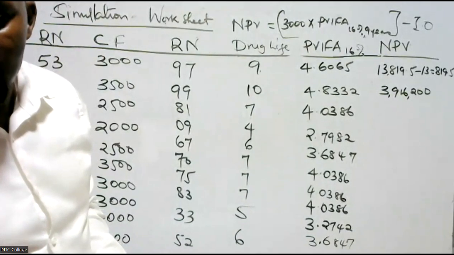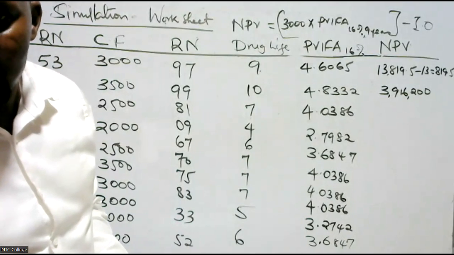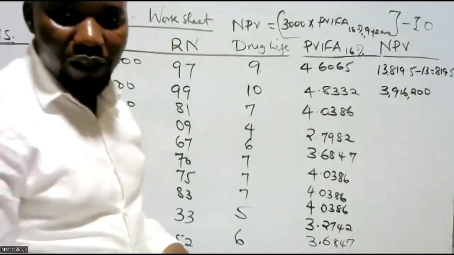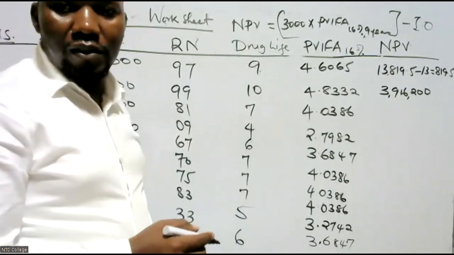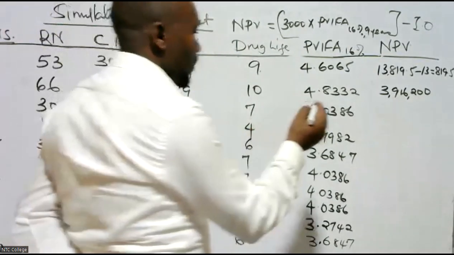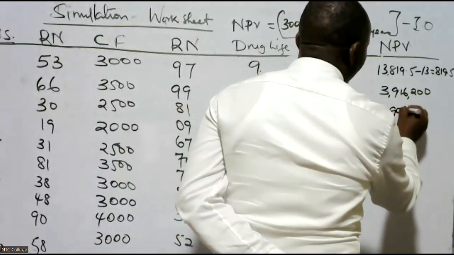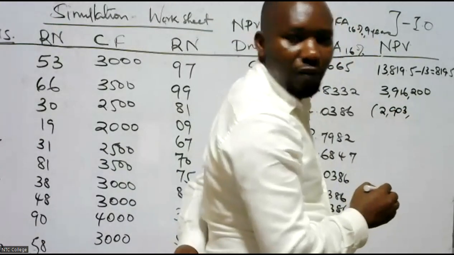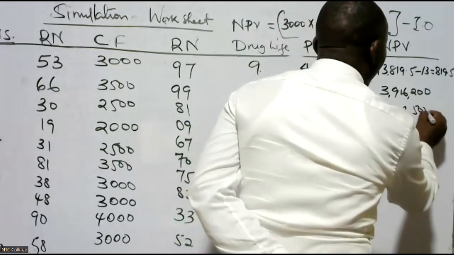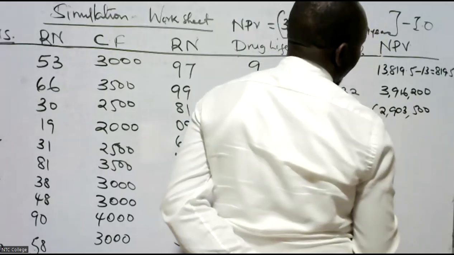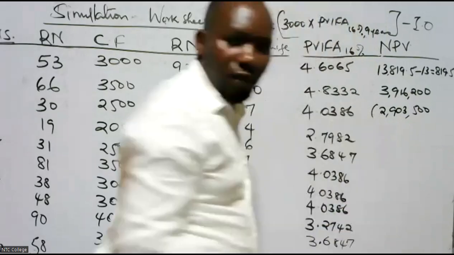Ni kama mmeshika rada. So the second one, the third one is 2,900, that is 2 million, 906, 903. So this one is negative 2,903,500. They are in millions. And then the third one, the fourth one.